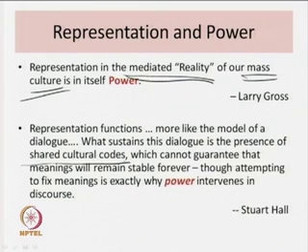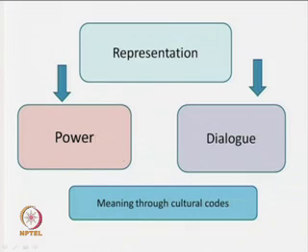And what is this force that tries to stabilize meaning? The cultural force that tries to stabilize meaning is called power by Stuart Hall. Power intervenes in the discourse and seeks to stabilize meaning. Therefore, if we look at it graphically, representation is related to power. Representation is done through dialogue, and it is about meaning, or the production and the consumption of meaning through shared cultural codes.